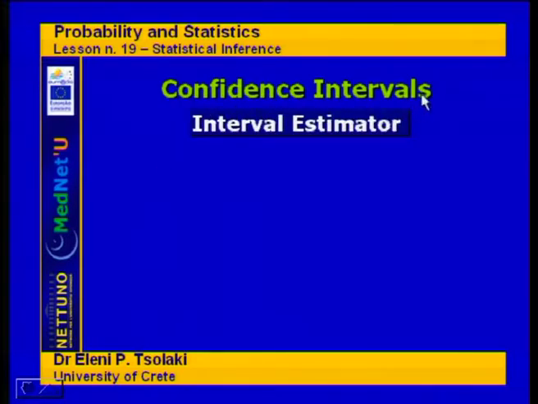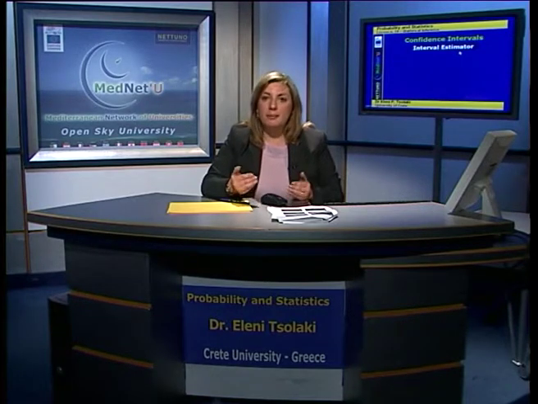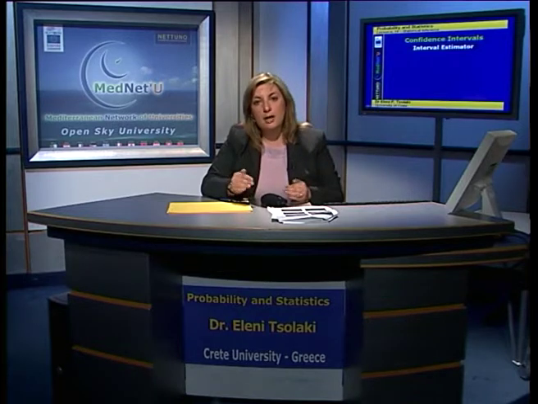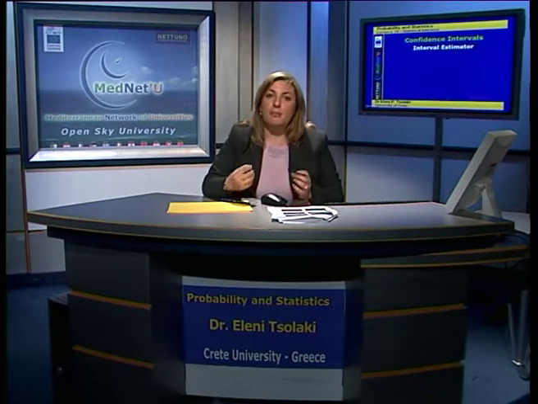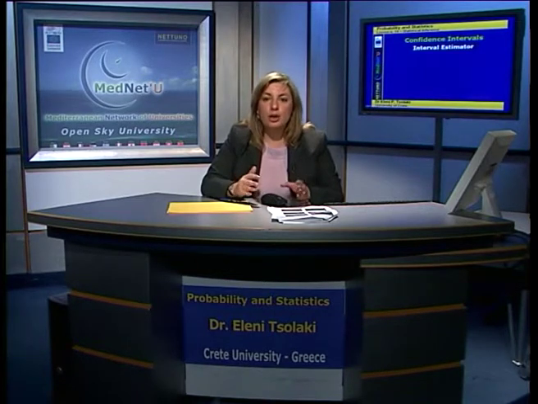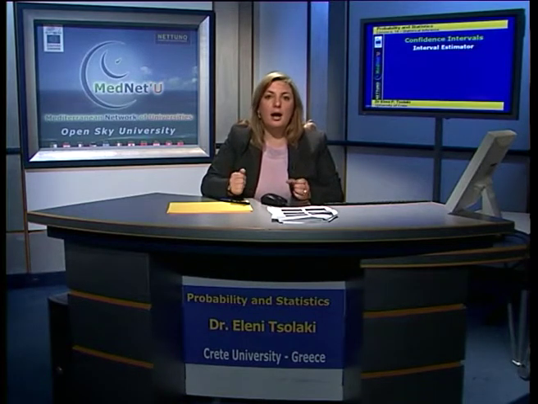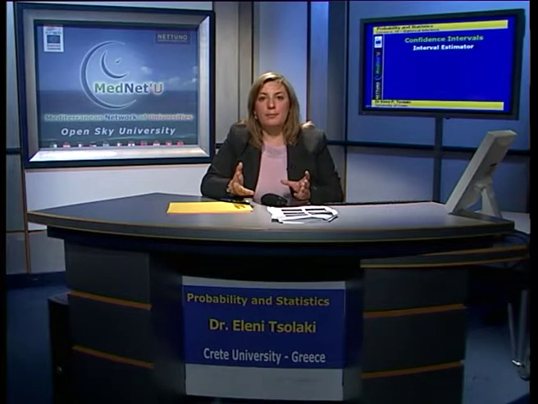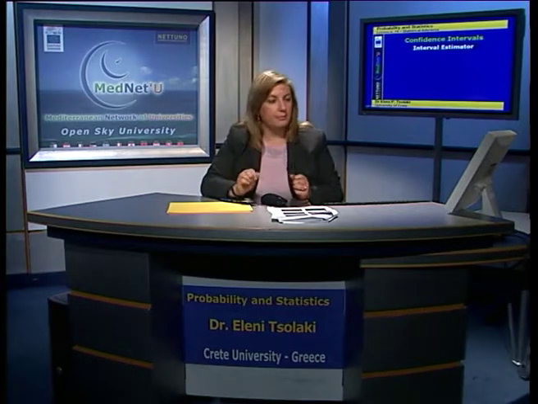Now we are going to see what confidence intervals are. We talked about point estimators. We talked about the mean and the variance of a population, and the sample mean and the sample variance of a sample, which are actually point estimators of the parameters of the population. Now we are going to talk about confidence intervals of these parameters, which are intervals in which we think that the population parameter falls with some confidence.